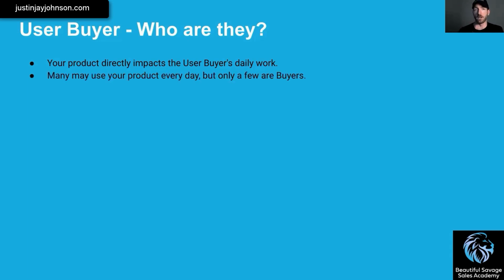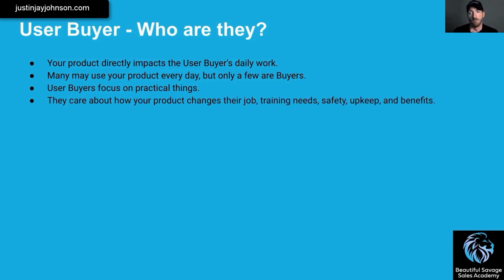Now, many of them are going to use it. If you're selling to a sales organization of 300 sales reps and 50 managers, that's great, but there's usually only going to be a handful of them that are going to be a part of the evaluation process. So identifying who they are is going to be helpful for you. And what they focus on isn't the big picture, macro organizational view. What they care about is just practical things on a day-to-day basis. How is this going to help them do their daily work? And what they're going to care about is how does your product change their job?